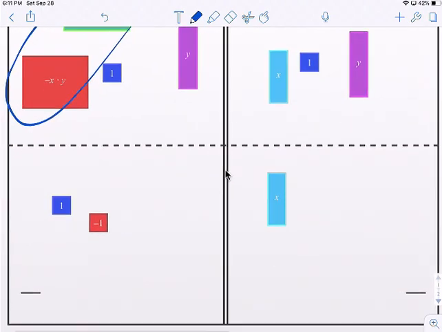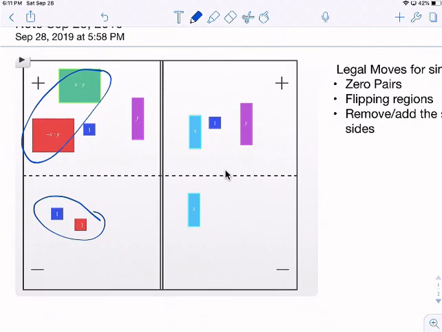We also have, in the opposite region along the bottom, a positive 1 and a negative 1, which makes 0 as well. So zero pairs: a positive and a negative of the same tile, same value, in the same region.